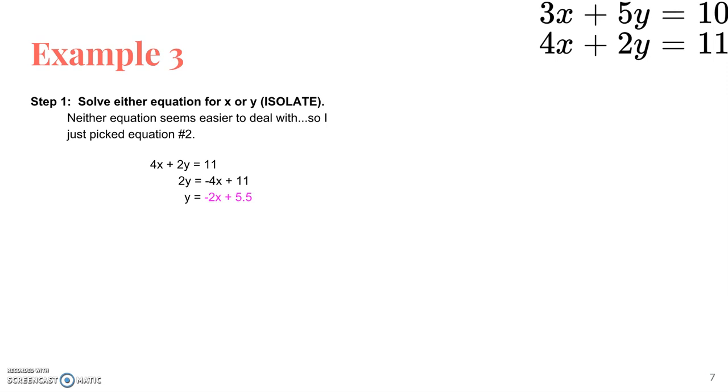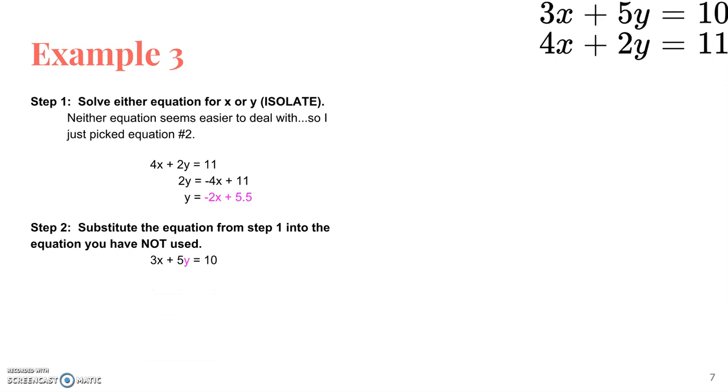For step 2, you're going to substitute this into the equation that we have not used. In our case, that would be our first equation. So I'm going to replace the y with negative 2x plus 5.5. Once we have that for step 3, we're going to solve this equation. So I have 3x plus 5, and then in parentheses, negative 2x plus 5.5 equals 10.